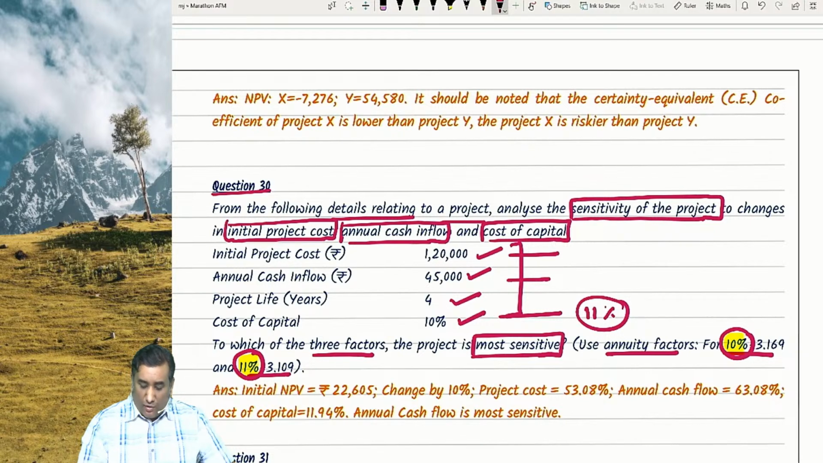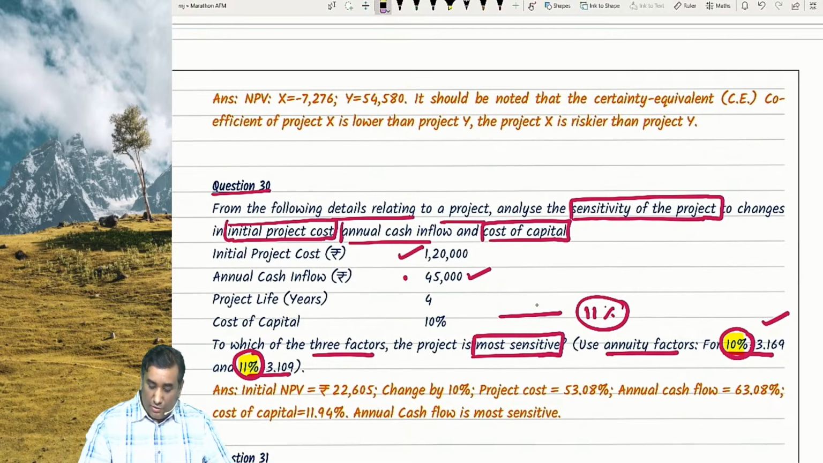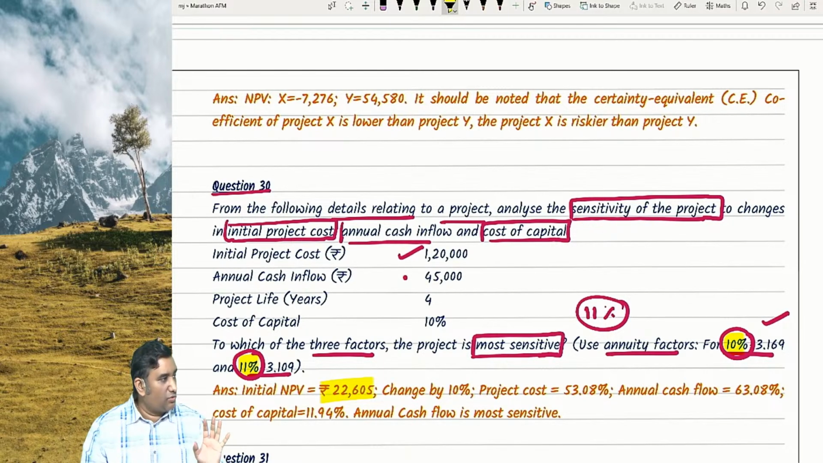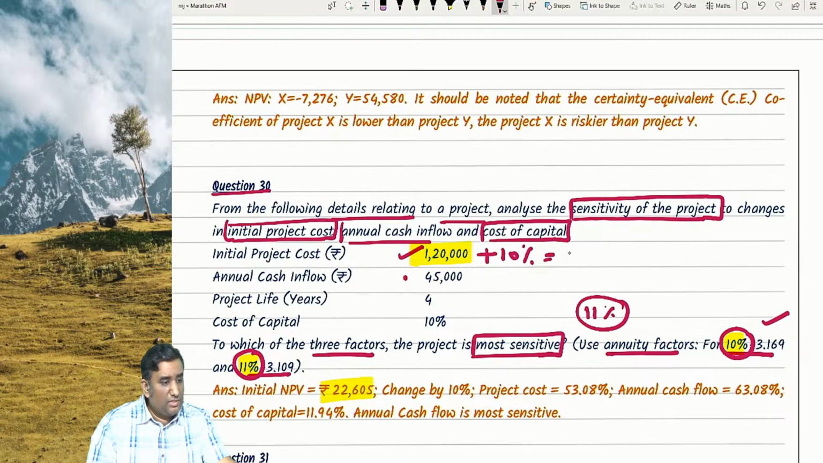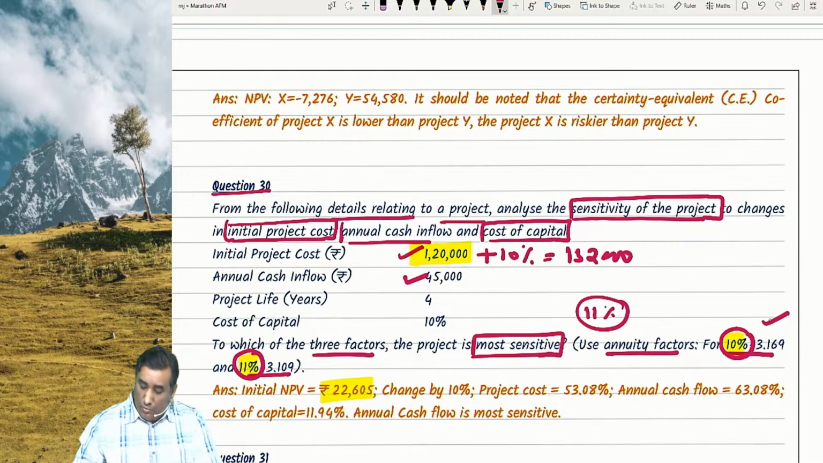Verbally we can do 45,000 into annuity factor, which is given, 3.169, minus 1,20,000, we will get some number. 22,605. That first part comes, 22,605. Now we change the initial project cost. Instead of 1,20,000, make it plus 10% increase. How much? 1,32,000. So now we can do again 45,000, each factor one at a time, in 10% only.